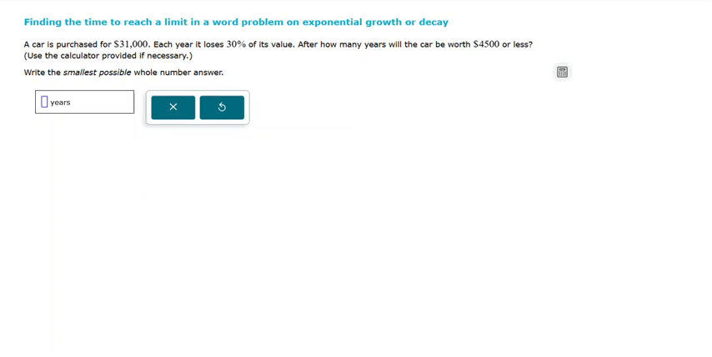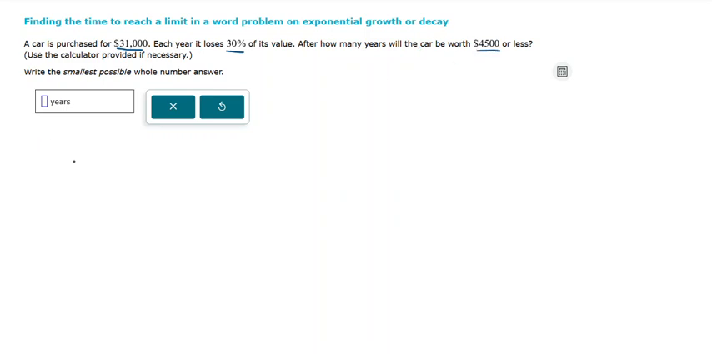In this video, we're going to solve this problem, finding the time to reach a limit in a word problem on exponential growth or decay. So we have a car that was purchased for $31,000, and each year it loses 30% of its value. After how many years will the car be worth $4,500 or less? I'm going to show you a couple of different ways that you could go about solving this problem.